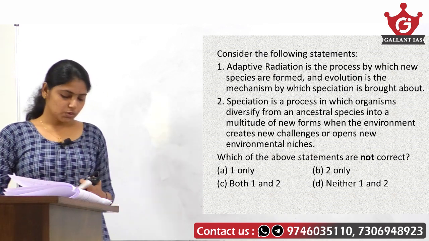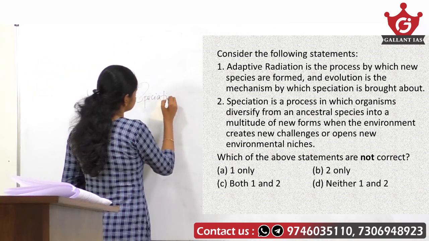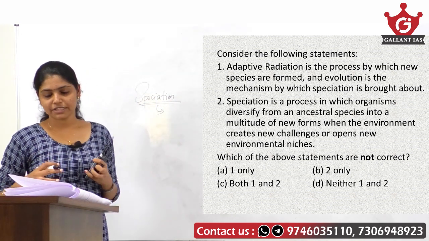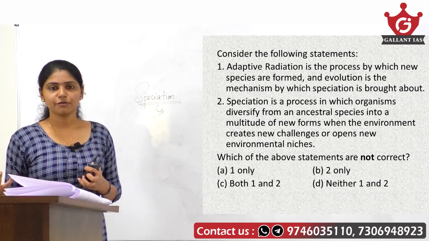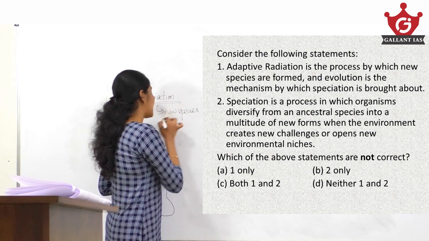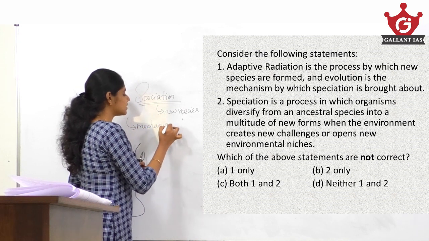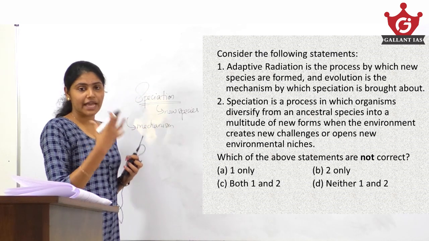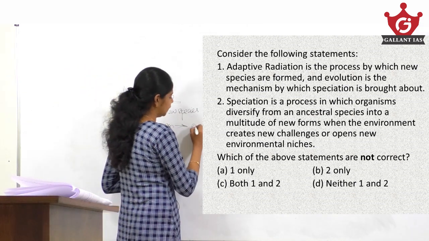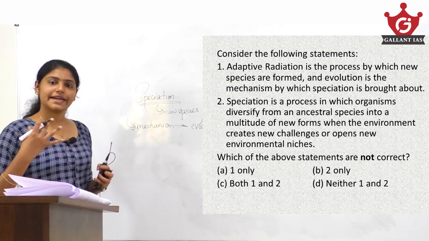Now, with regard to speciation, it is the process by which new species are formed. Okay, the process by which new species are formed. And the mechanism by which speciation is brought about, that mechanism is known as evolution. Right. Now, what is adaptive radiation?